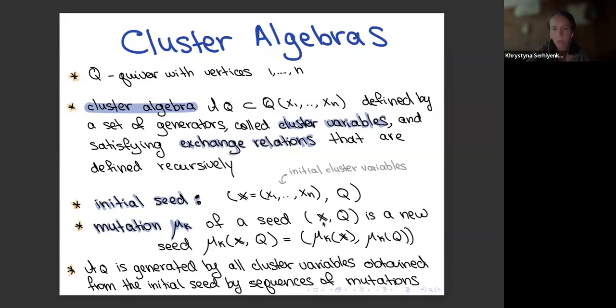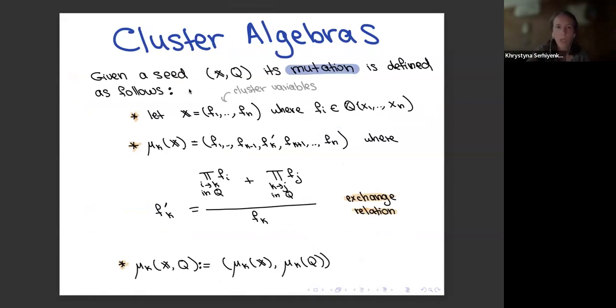I want to tell you how to define this mutation of the variables. We know the quiver mutation, we want the variable mutation. So starting with a seed, its mutation is defined as follows. Given x, x is not necessarily an initial seed. It has some input data, some functions f1 through fn, these are cluster variables, where these fi are rational functions in x1 through xn. And now I'm going to define the mutation of this at the vertex k as follows.